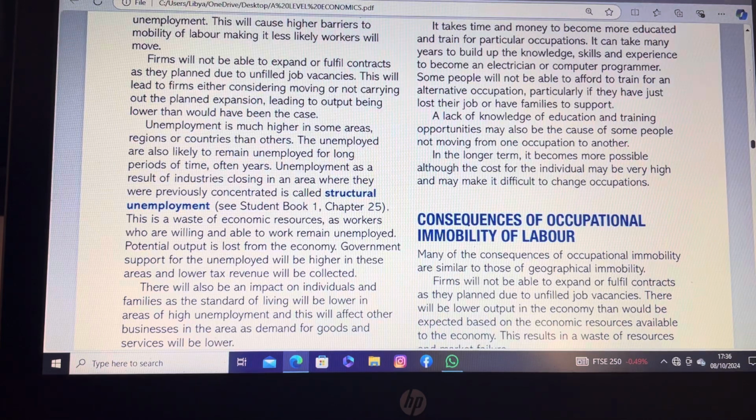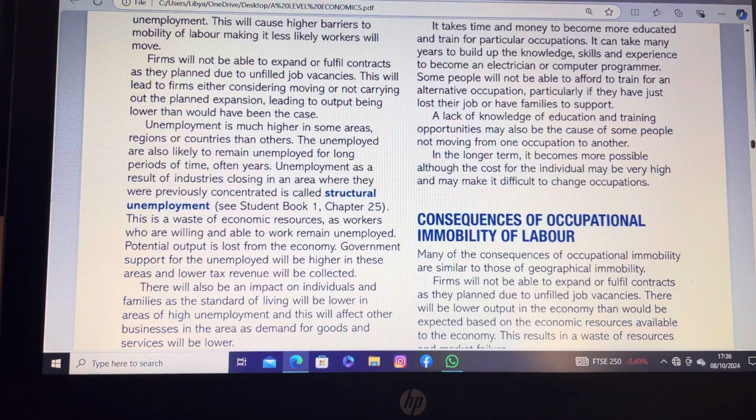They say unemployment as a result of industry closing in an area where it was previously concentrated is called structural unemployment. It means people were working before, but because the company or organization closed, people lose their jobs. So this can also be another consequence.